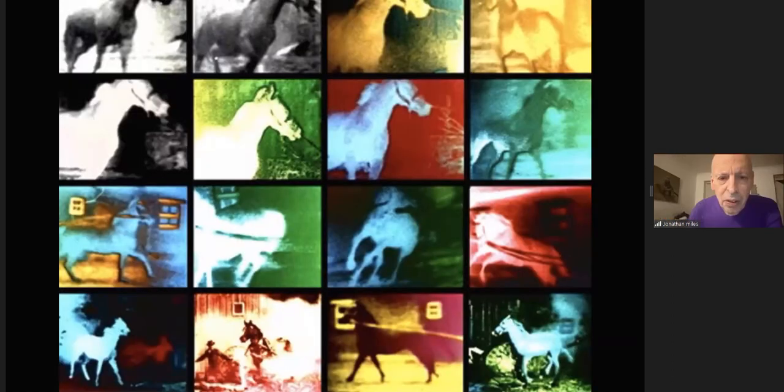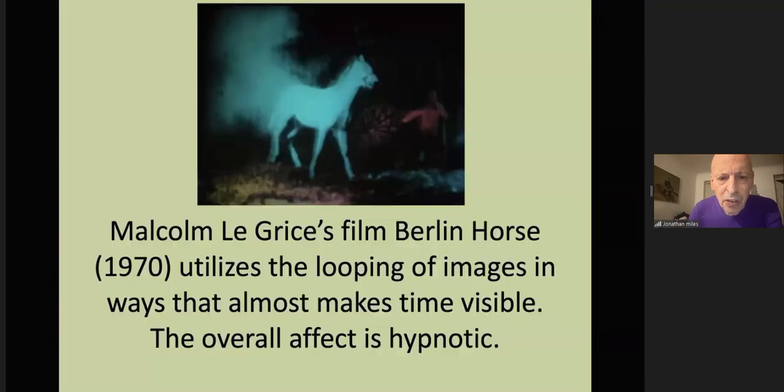This is some stills from Malcolm Le Grice's film Berlin Horse from 1970, which utilizes the looping of images in ways which almost makes time visible. The overall effect is hypnotic. So he just took footage of a horse going round in a circle and exposed the film in all different ways with different solarization effects and multiple exposures and color staining.